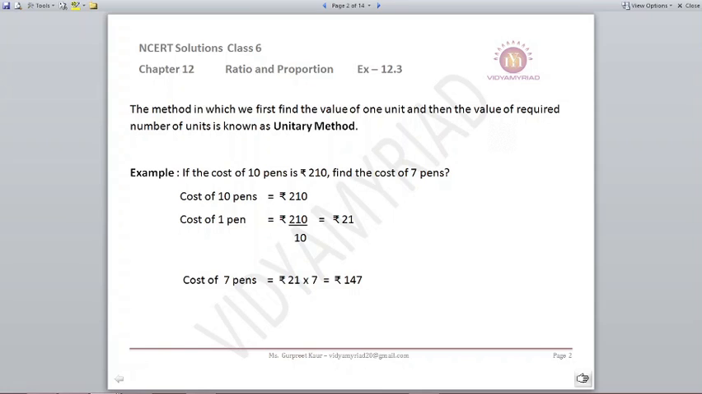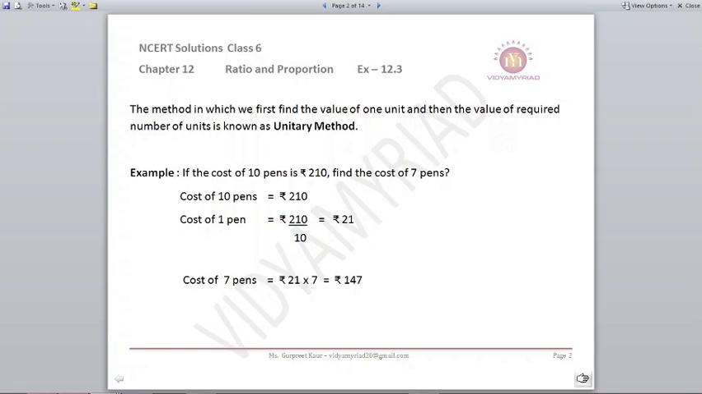For example, if the cost of 10 pens is rupees 210, find the cost of 7 pens. Now for finding the cost of 7 pens, we should know the cost for 1 pen. So for finding 1 pen, what are we going to do? We will frame an equation. Cost of 10 pens is rupees 210, so 1 pen costs rupees 21. That is the cost of 1 pen.